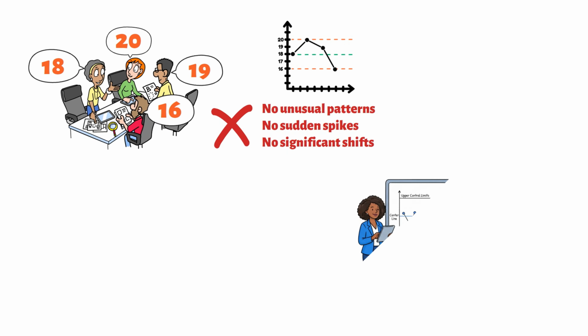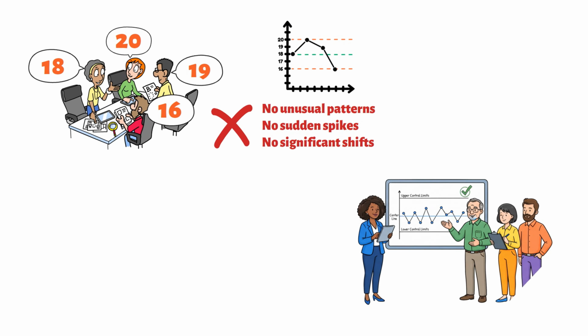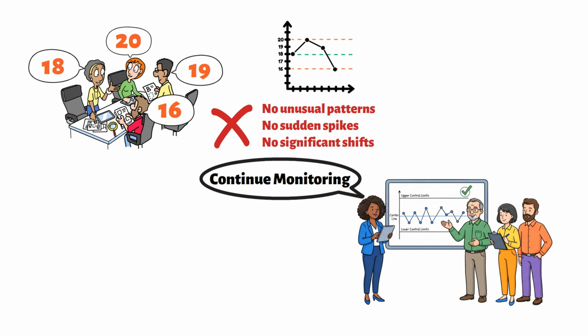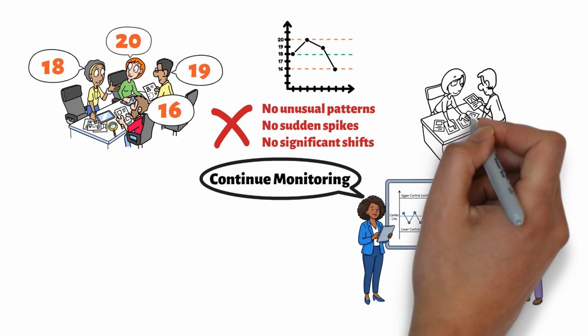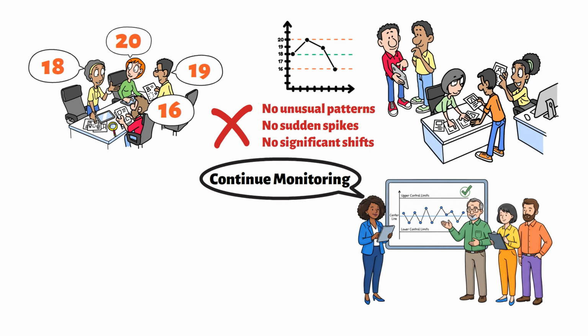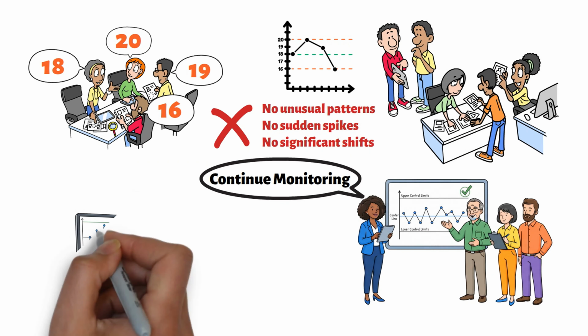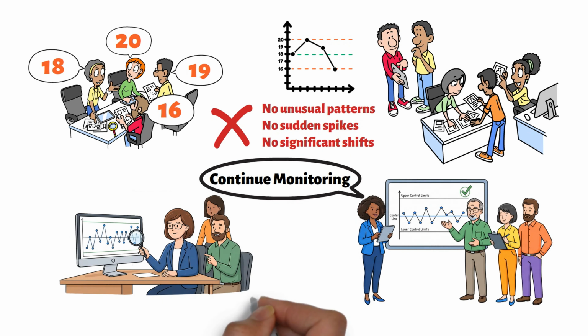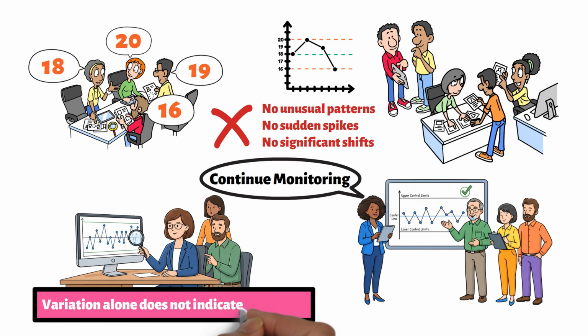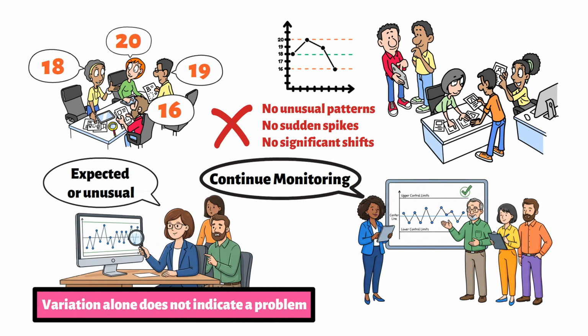When common cause variation is present, the correct response is usually to continue monitoring rather than immediately making changes. Many organizations waste time trying to fix processes that are already operating normally. A project manager should avoid reacting to every small fluctuation. Variation alone does not indicate a problem. What matters is whether the variation is expected or unusual.